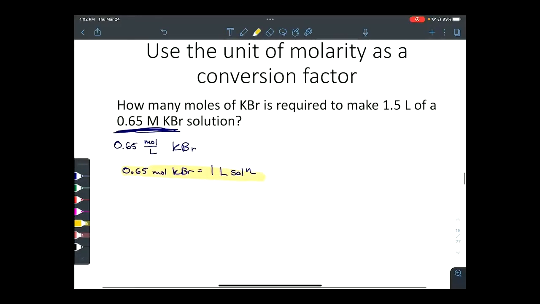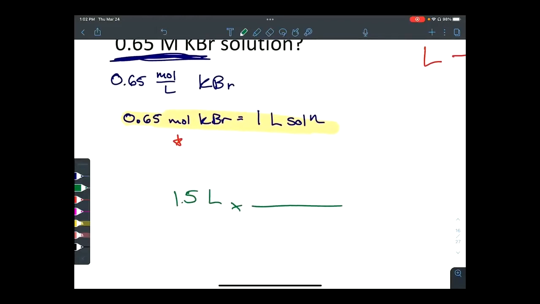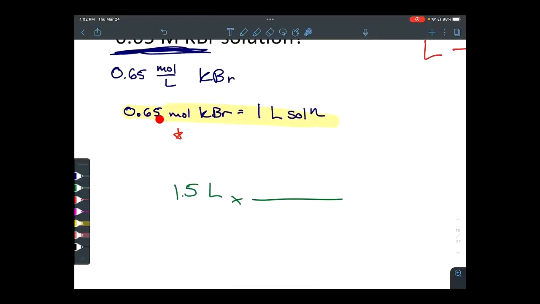All right, in this question, it's asking how many moles of KBr do I need to make 1.5 liters of solution. So my goal is to go from liters to moles of KBr. Thankfully, looking at the molarity value here, we can use that as a conversion factor to get exactly what we want. I like to start with the value that's given, in this case 1.5 liters. Next, I use my molarity value. Do I put the 0.65 moles on the top or the bottom? Top, yeah.